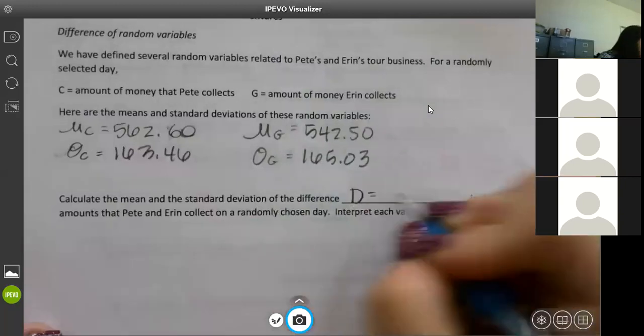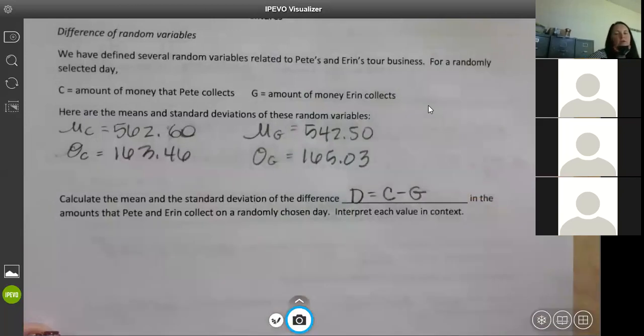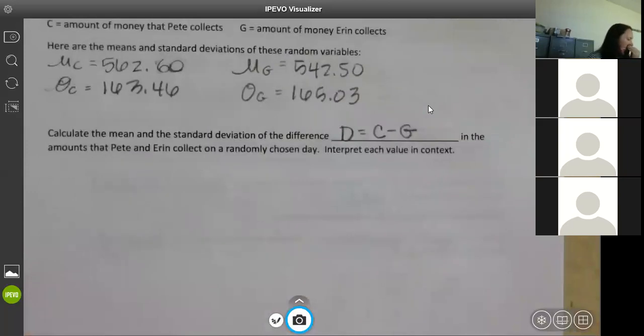Calculate the mean and the standard deviation of the difference. It'll tell you within the problem which one you should subtract first, or which one should go first. So this one wanted D equals C minus G. Interpret each value in context.